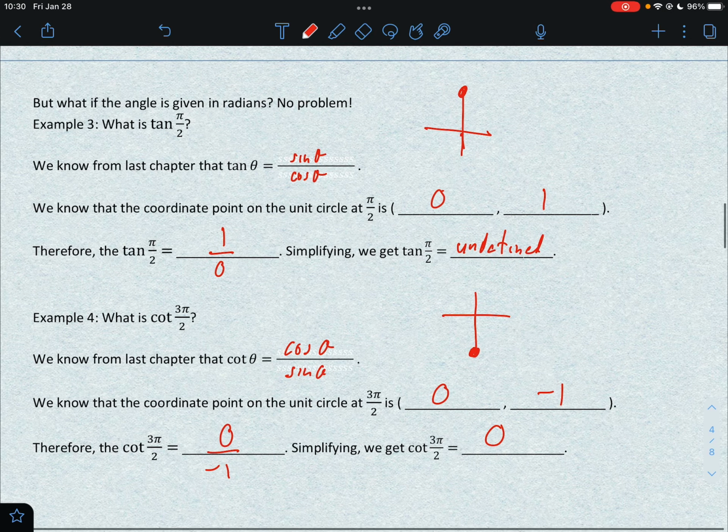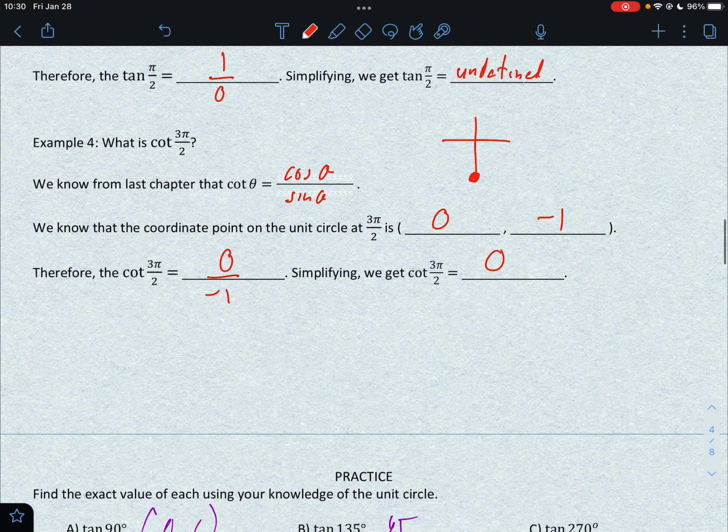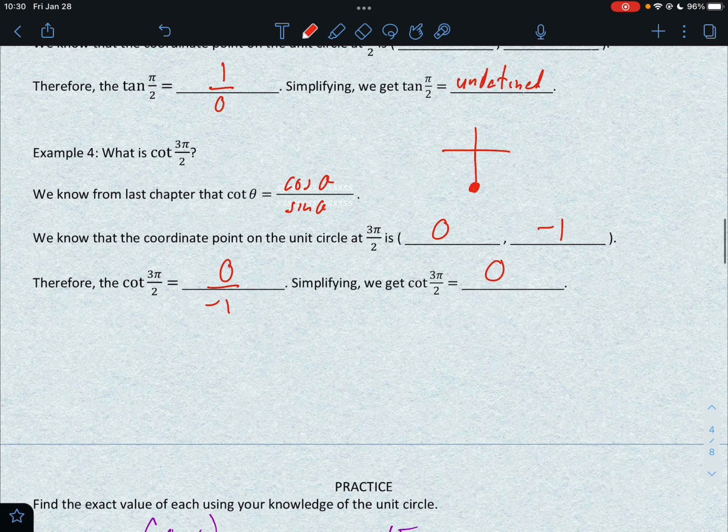The last 2 slides, like the last couple days here, are practice. So at this point, you should pause this video, try the practice on the next couple slides, and come back and check your answers.